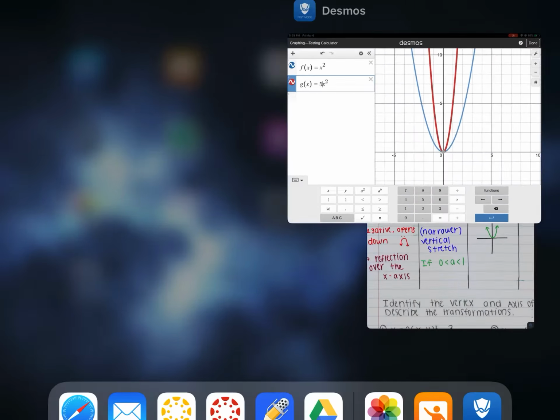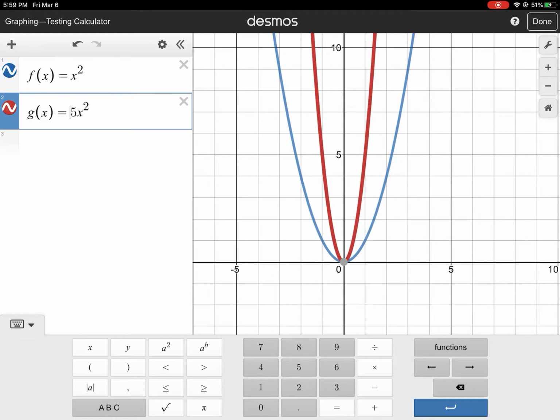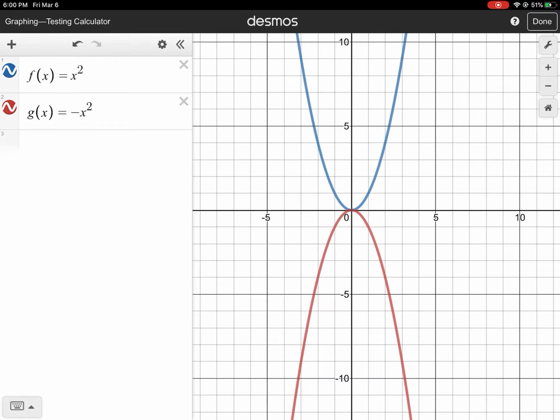Now, I want to tell you something. Negatives tell me a reflection. It has nothing to do with making it narrower or wider. Okay, I'm going to say that one more time. A negative A value, like if A is negative, it has nothing to do to make it wider or narrower. For example, here I have x squared and here I have negative x squared. They are the same wideness, right? Negatives have nothing to do with narrowness.